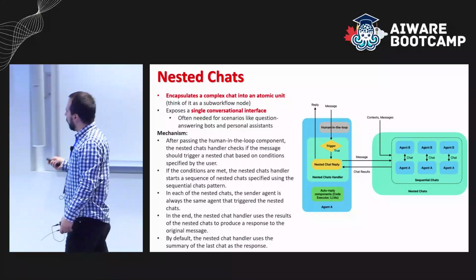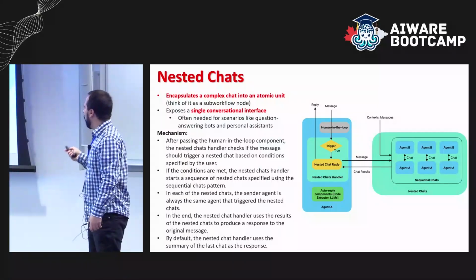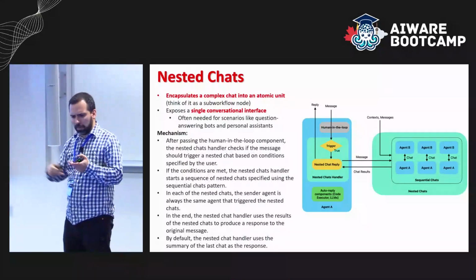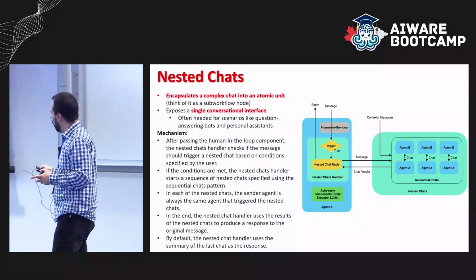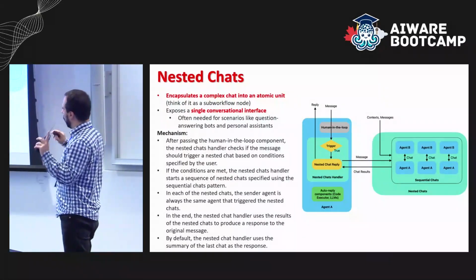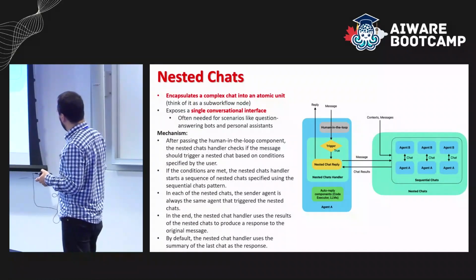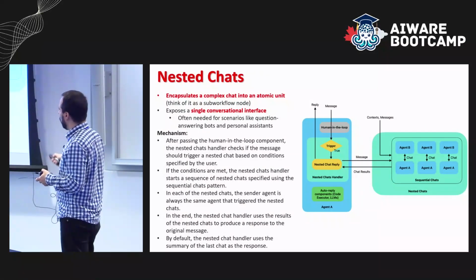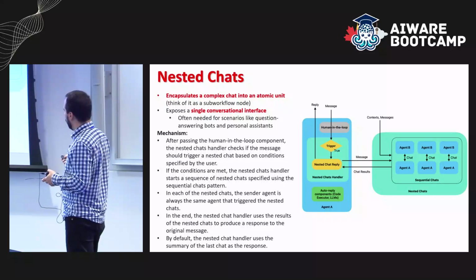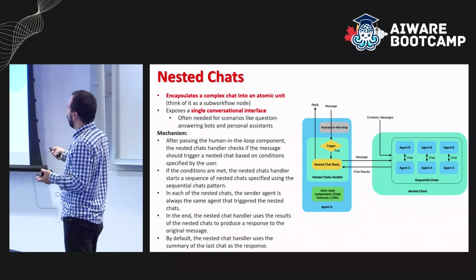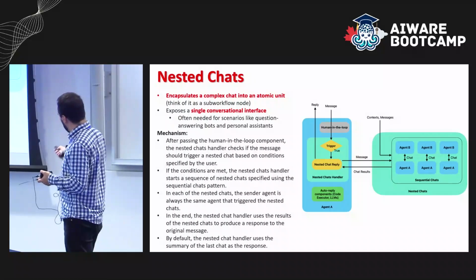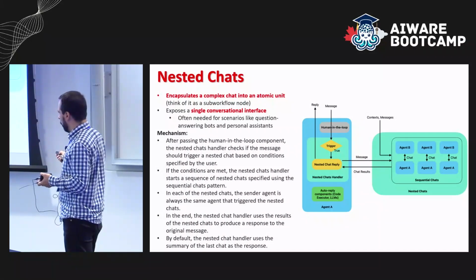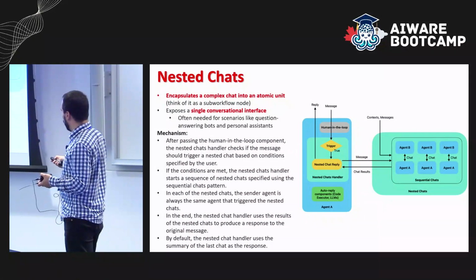Nested chats. So this is, again, the idea of encapsulating. Maybe you have a lot of different conversations going on, but you want to have some very simple interface. So if your message passes the human in the loop and triggers this nested chat, you can define the conditions for this to be triggered. But let's just assume that it always triggers if the human doesn't interfere. Then a lot of computation is going to happen here, and then you're going to get a summary as a result.